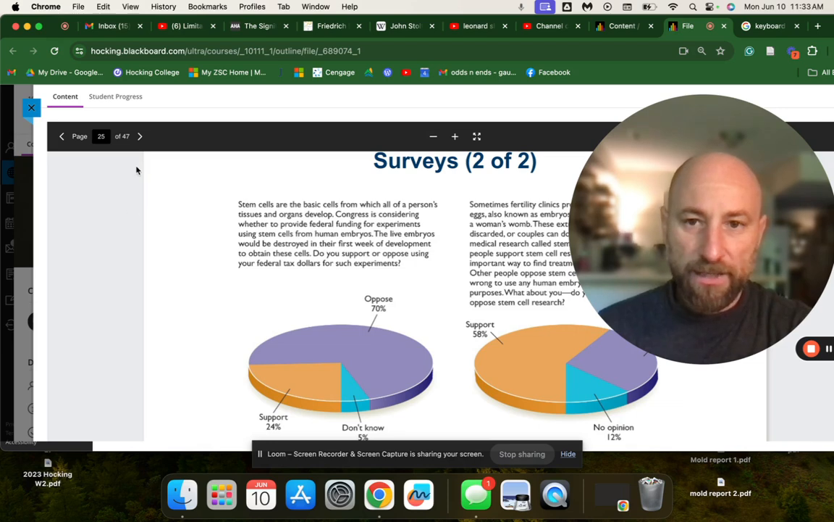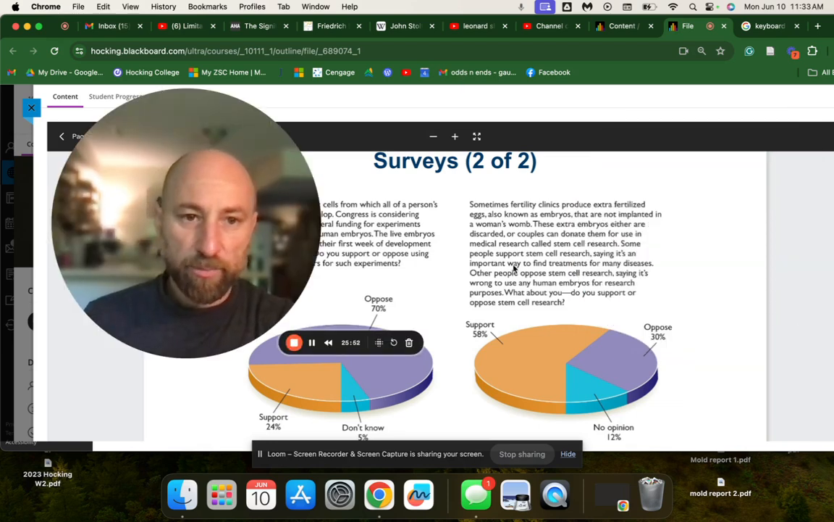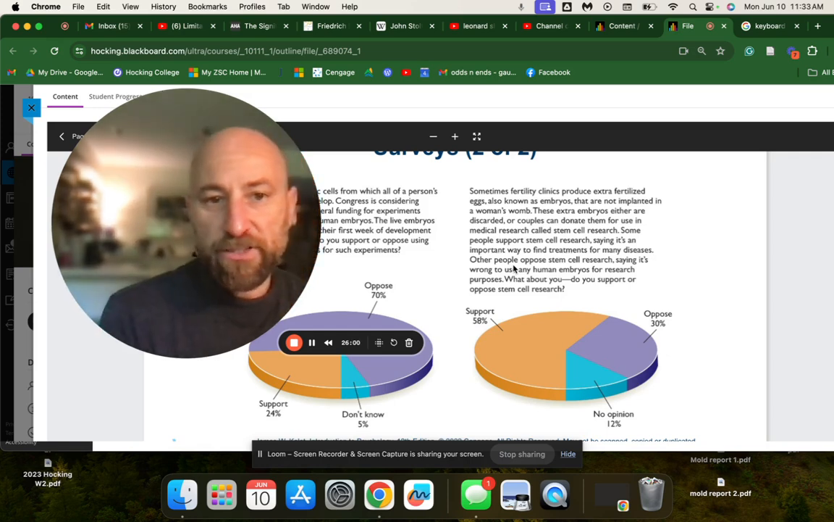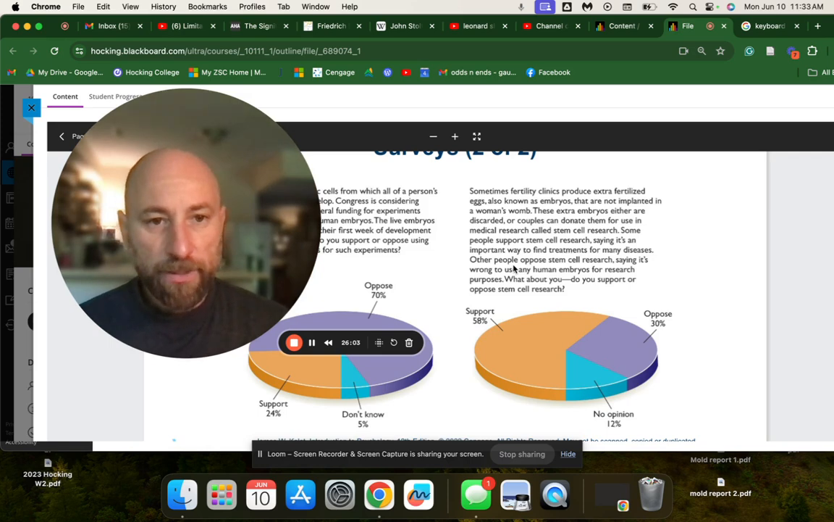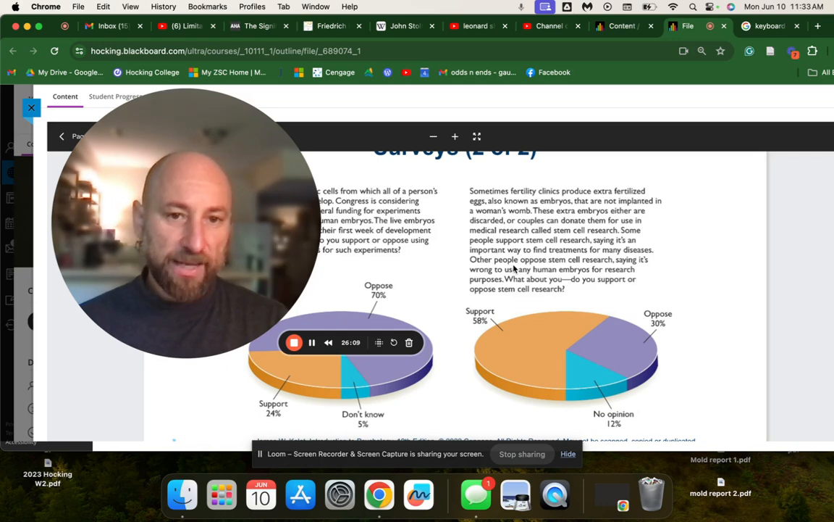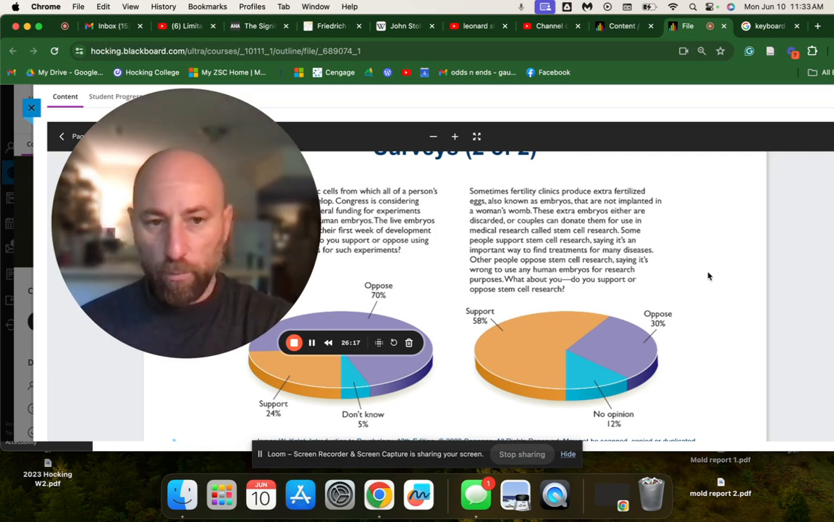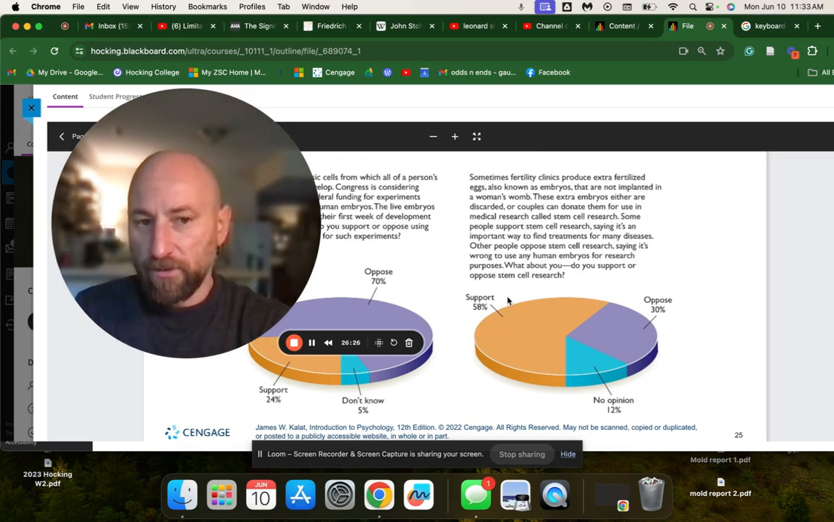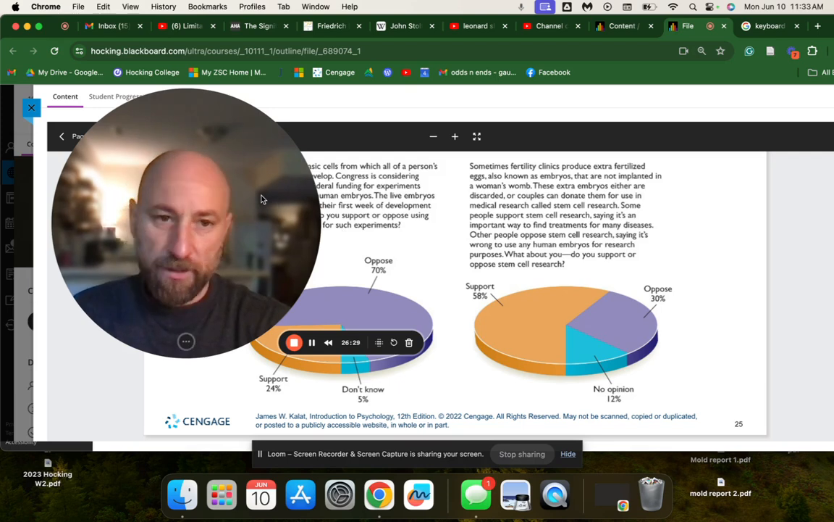Here on this side it says: sometimes fertility clinics produce extra fertilized eggs, also known as embryos, that are not implanted in a woman's womb. These extra embryos are either discarded or couples can donate them for use in medical research called stem cell research. Some people support stem cell research, saying it's an important way to find treatments for many diseases. Other people oppose stem cell research, saying it's wrong to use any human embryos for research purposes. What about you? Do you support or oppose stem cell research? So here you have almost an opposite result. Here you have almost 60% supporting, over here it was 70% opposed.